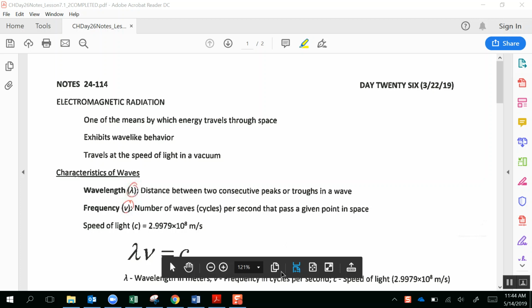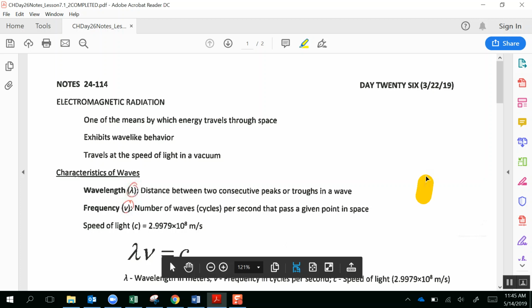So let's start off with just talking about electromagnetic radiation. Electromagnetic radiation is how energy travels through space, empty space. A lot of times we just think the sun provides us with light energy and thermal energy or heat energy, and there are so many more different types of energy that it provides us with. Those waves exhibit wave-like behavior, and that energy travels at the speed of light.